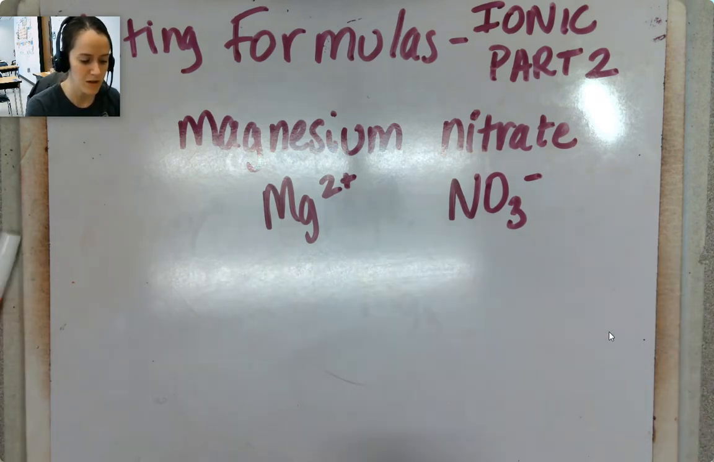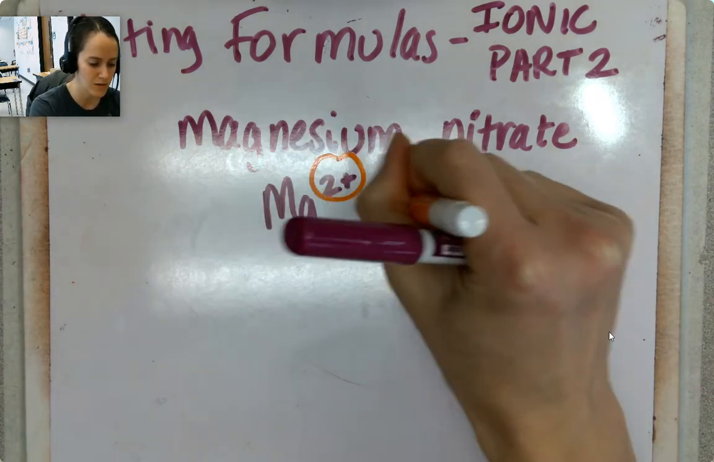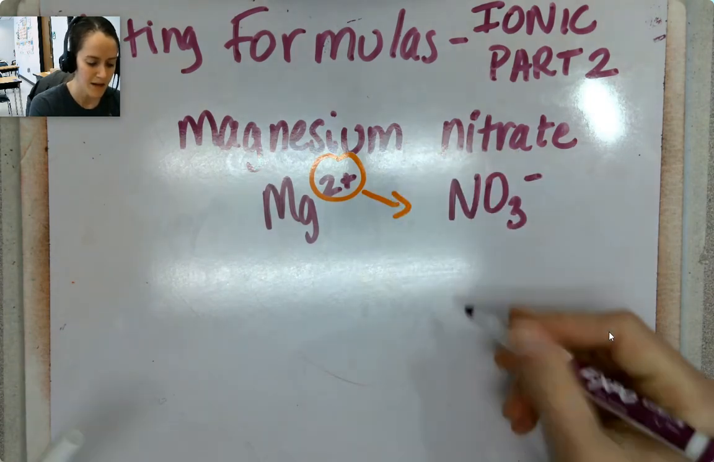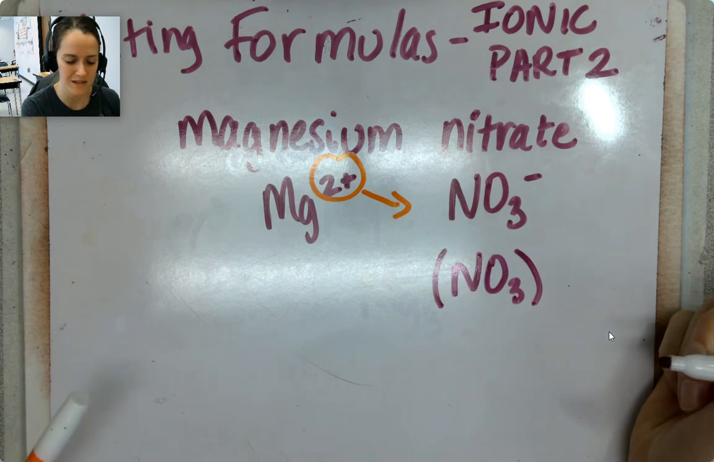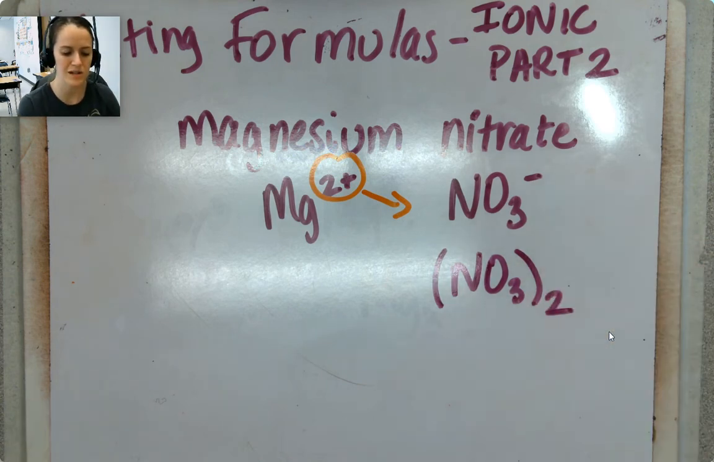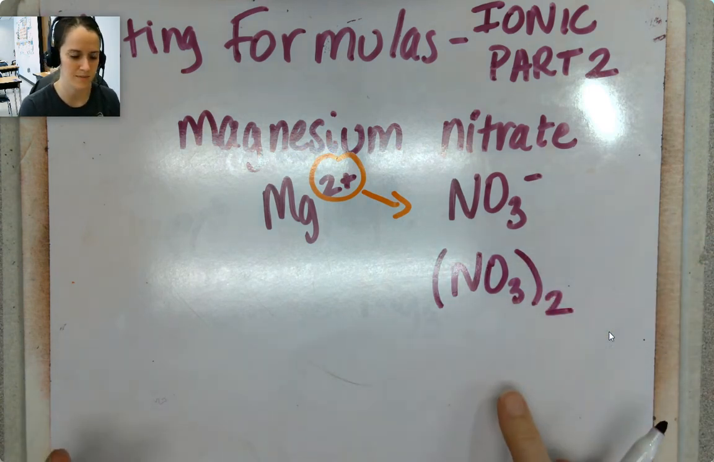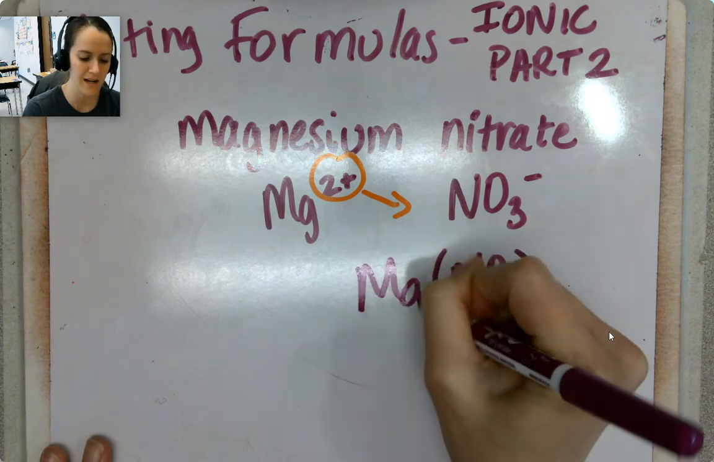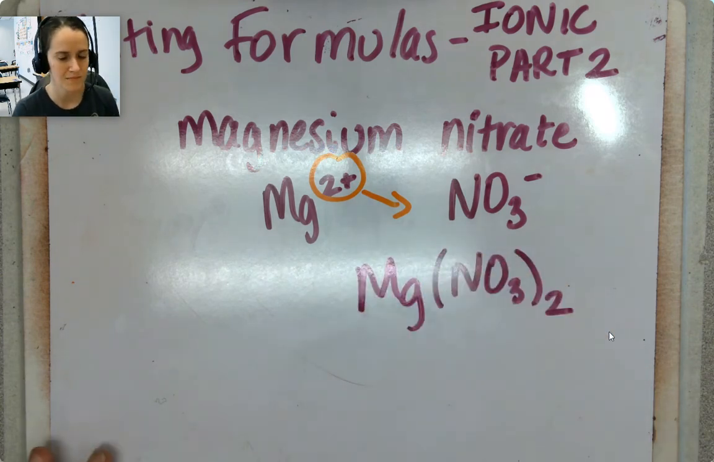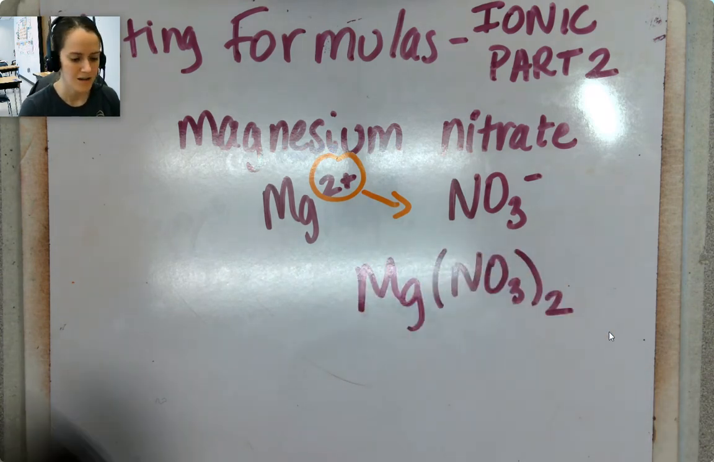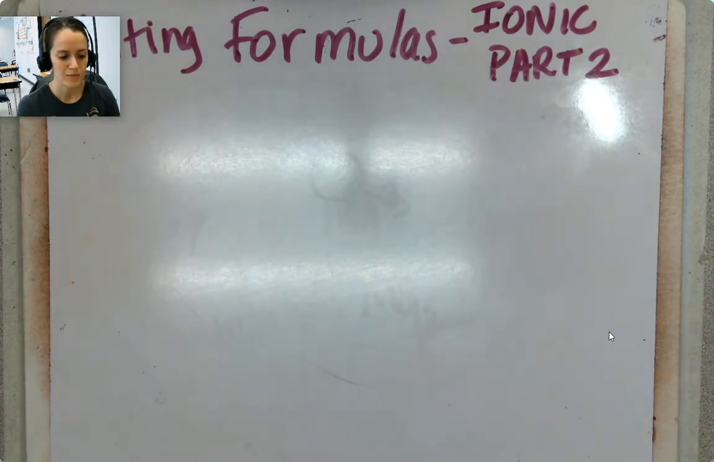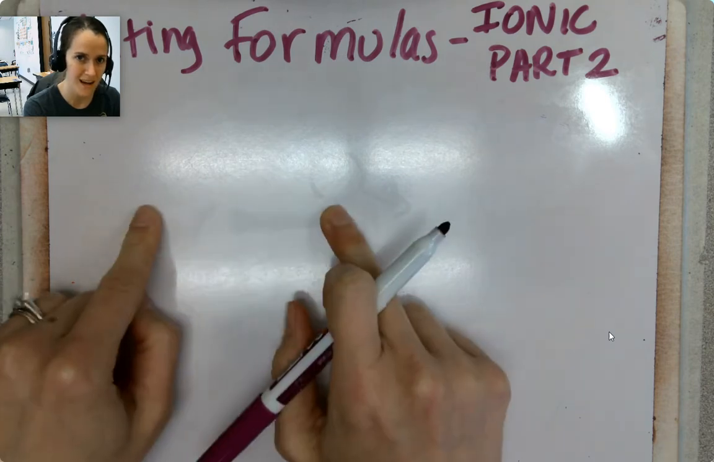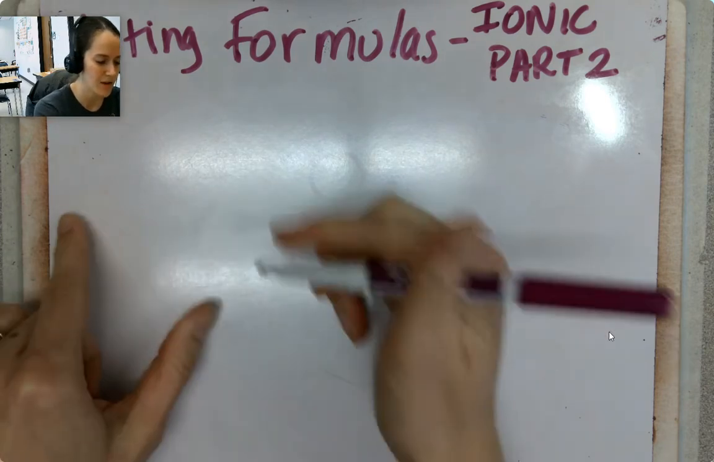I'm still going to drop and swap this 2 down, but I need to first put my NO3 in parentheses and then put the 2 here because I'm trying to say I have 2 of this whole thing. So this is how you'd write it down, magnesium nitrate. Not so hard, right? You can also have your cation be a polyatomic ion.